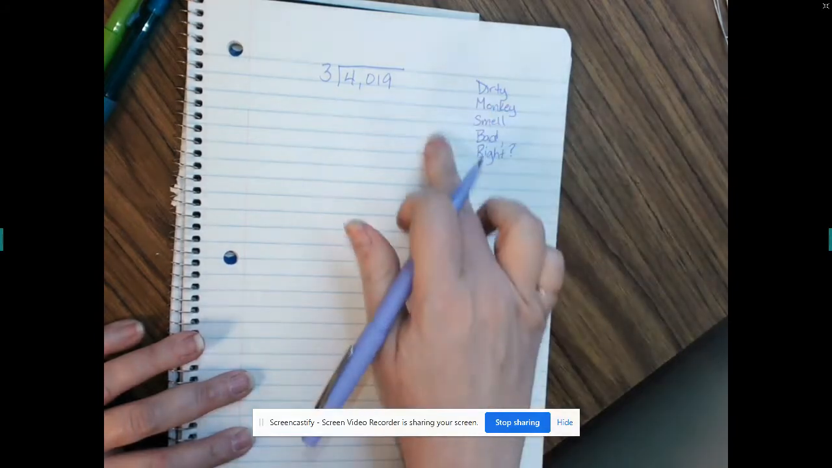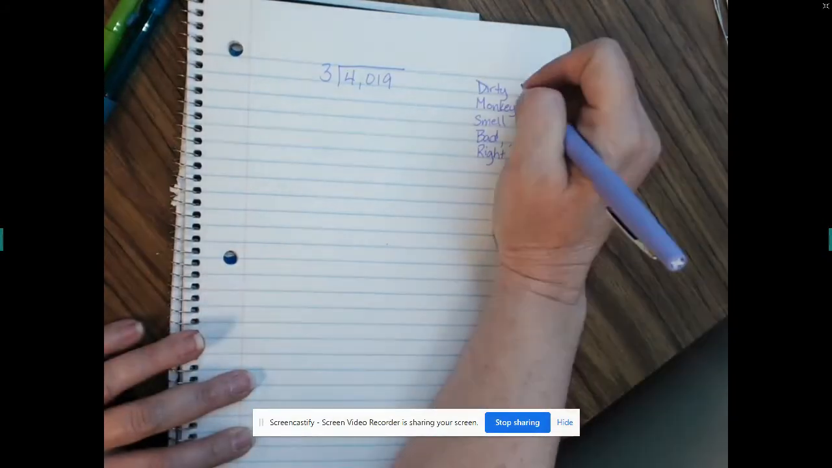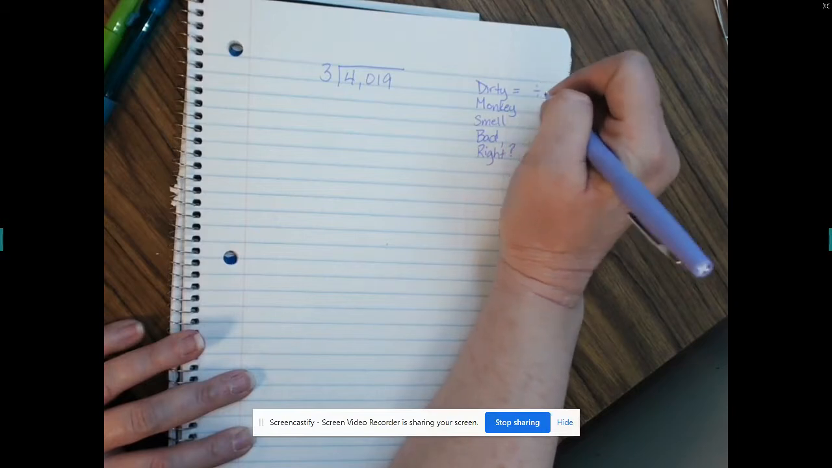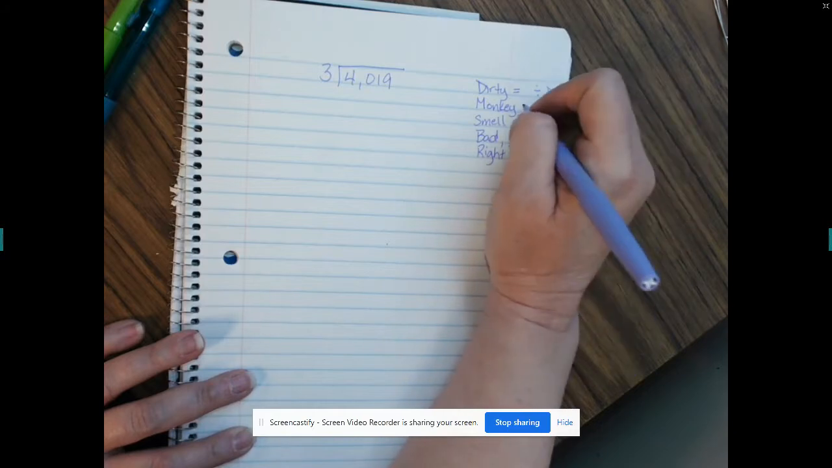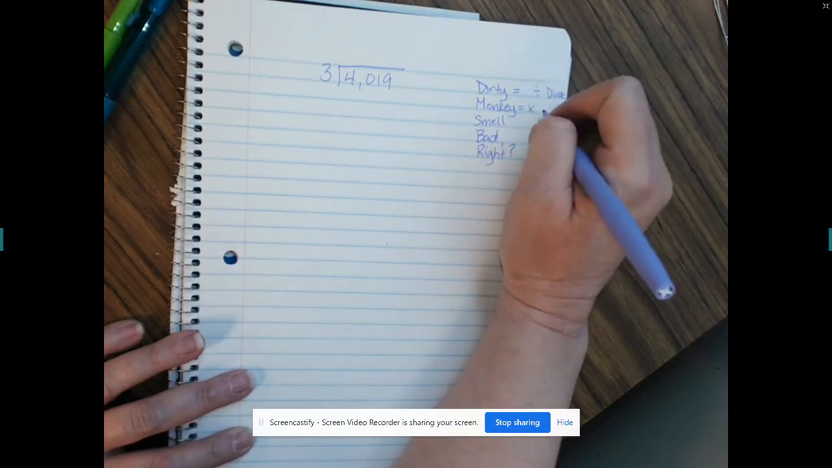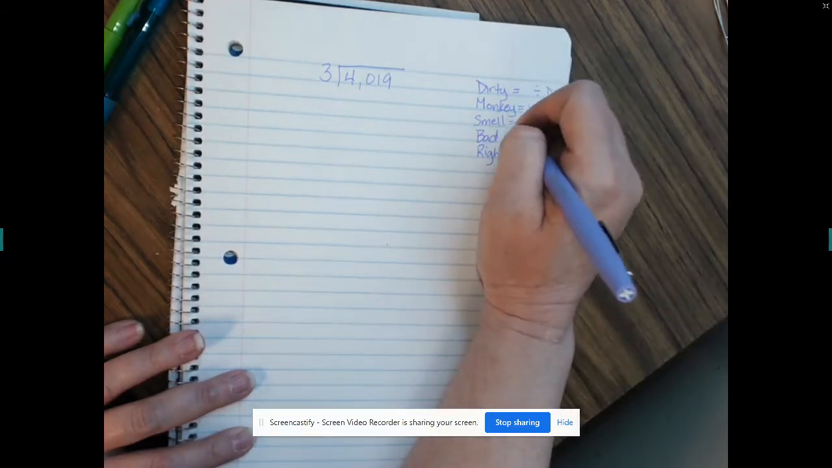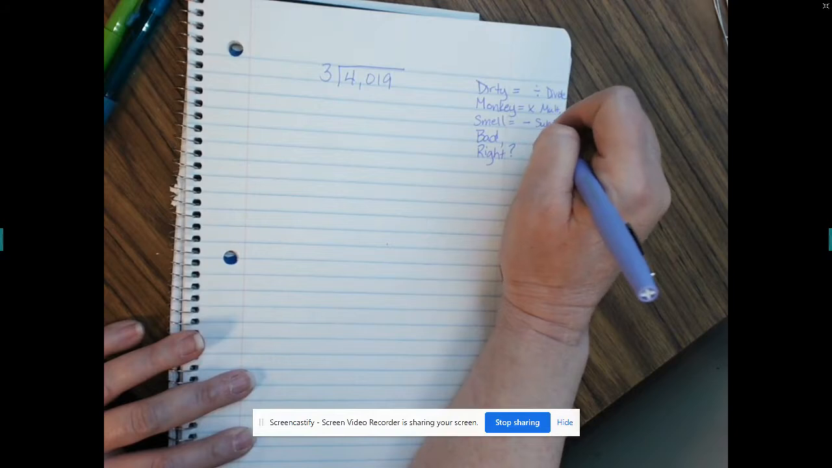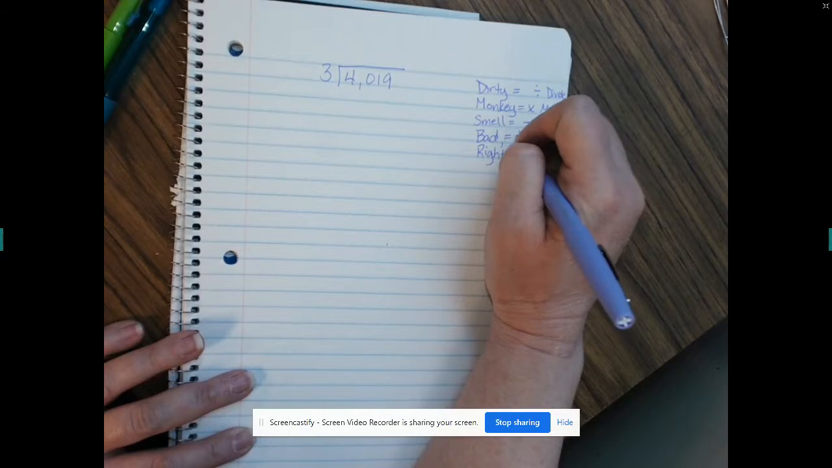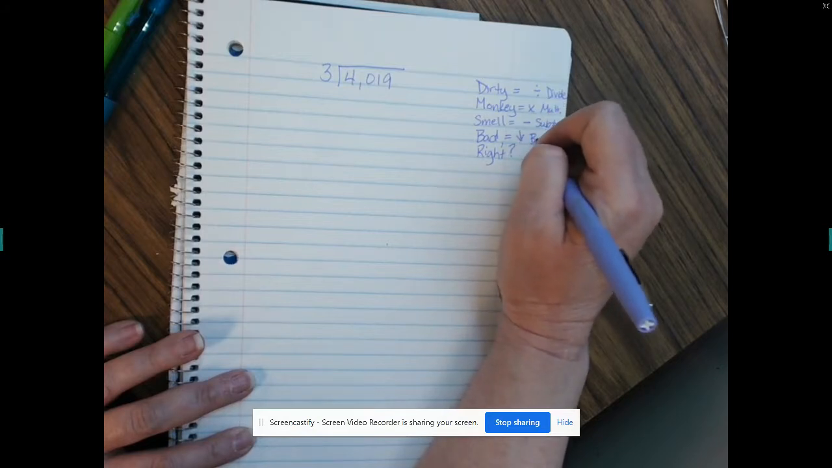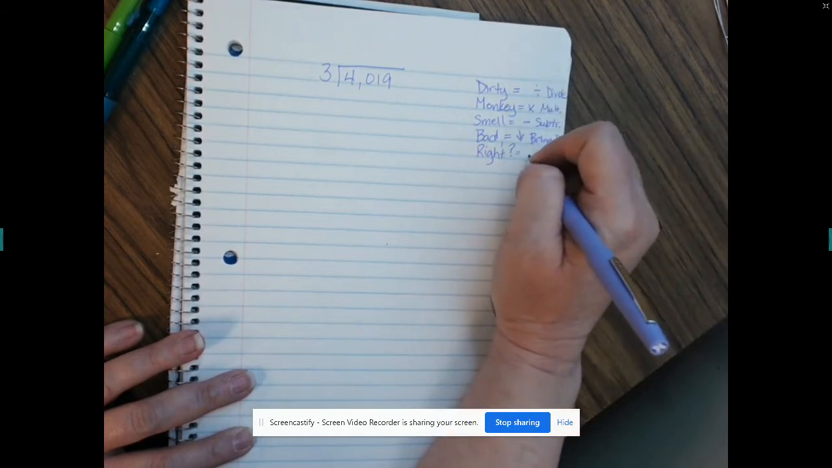The reason that we come up with this funny little saying is because it helps us remember the order of the steps. So dirty means that we divide because divide starts with D. Our next step is to multiply because multiply starts with an M. Our next step is to subtract. Subtract starts with an S. Our next step is to bring down. And our last step would be the remainder.